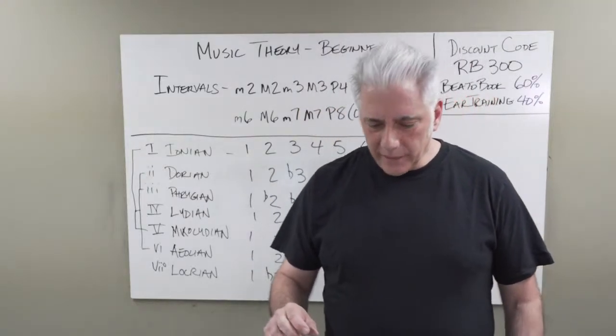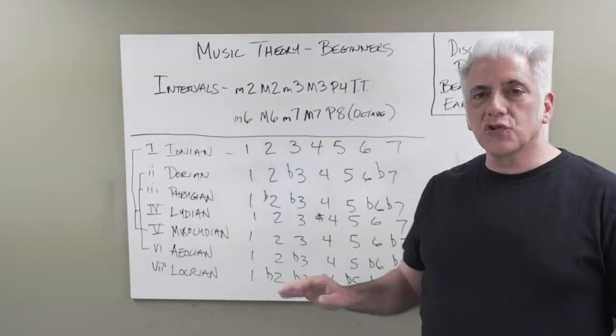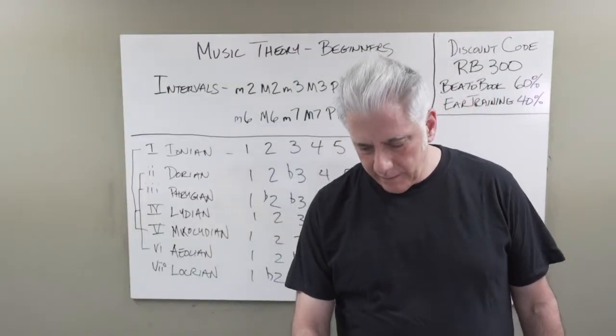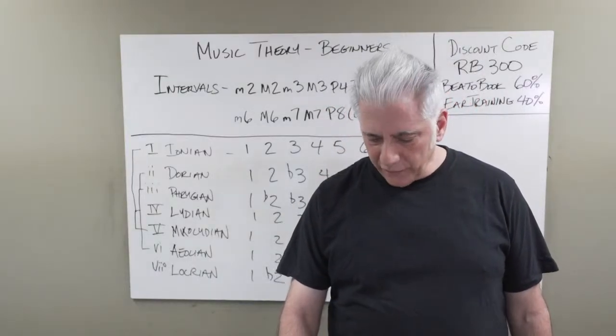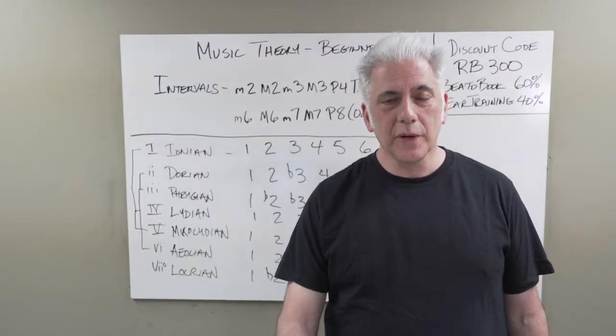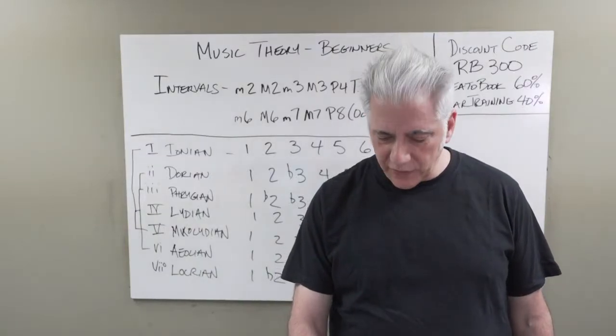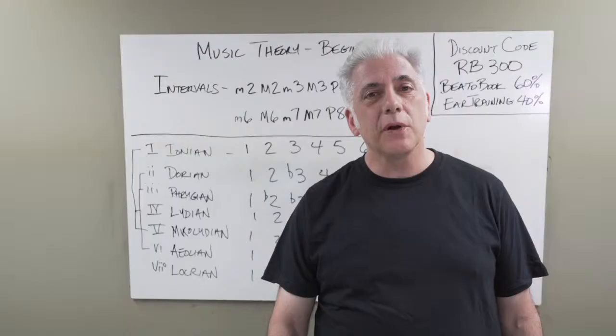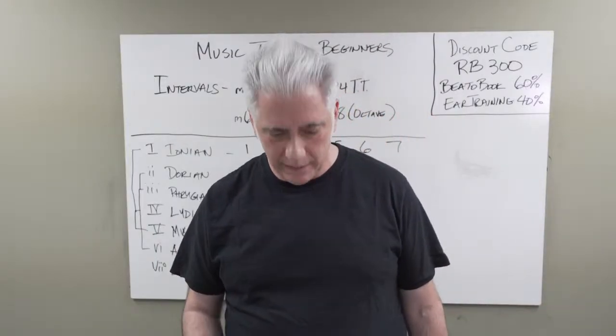Okay, so Lydian has a sharp 4. If I take a C major scale and I raise the 4th note to F sharp. In a C major scale, it would normally be F. If I change it to F sharp and keep all the other notes the same, it becomes C Lydian.